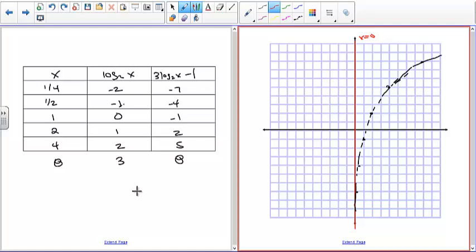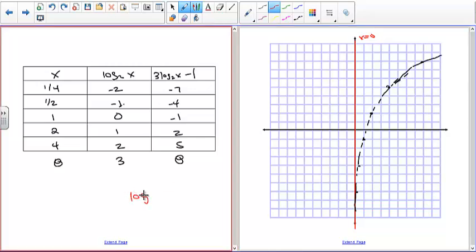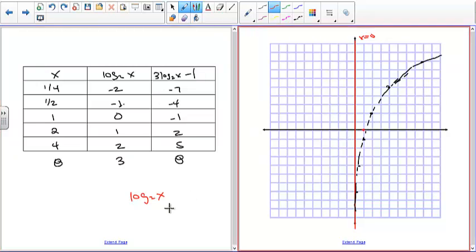And again, the parent function in this case would be log base 2 of x. And that would look like this. So the log of 1 is 0. Then the log of 1/2 is -1. Log of 1/4 is -2. The log of 2 is 1. And the log of 4 is 2. So this is your parent function.